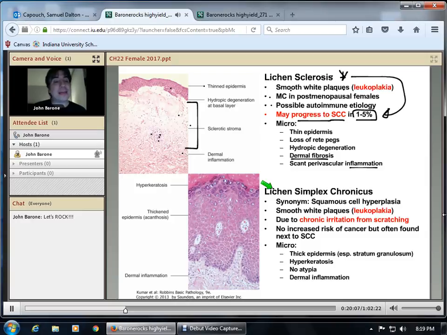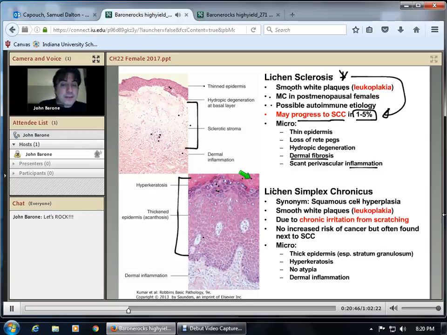Now, the next lichen is called lichen simplex chronicus. I just remember simply chronic scratching. If you chronically scratch down there, well, the epidermis is going to thicken to protect itself. So a better name for this is squamous cell hyperplasia. So look at this picture compared to this one. Look at how thick the epithelium is. This is why it's white, because the epidermis has thickened to protect itself from the scratching. It got really thick. Look at the very thick granular layer from all the irritation.